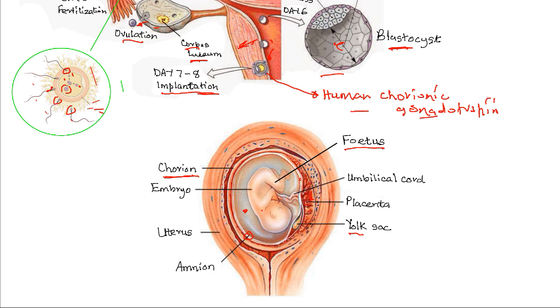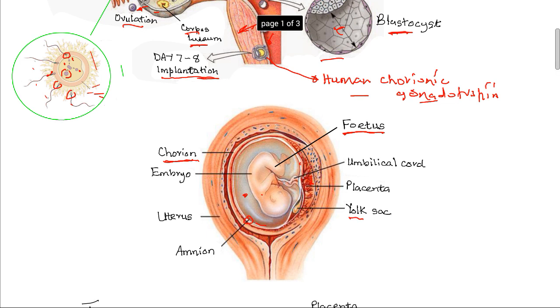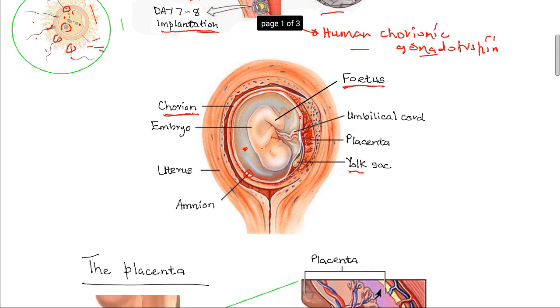Now, the embryo grows and develops within the amniotic sac, and as it develops, it assumes a distinct human form. It is at this point that it is known as the fetus. Once the embryo has attained the distinct human features, then it is known as a fetus.